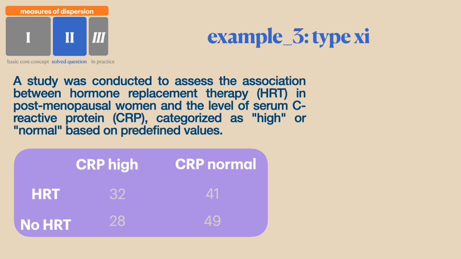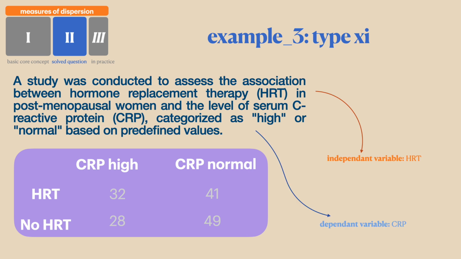Final question, we have a study that was conducted to assess the association between hormone replacement therapy in postmenopausal women and the level of CRP, which is categorized as either high or normal based on predefined values. Now this is where I want you to take a step back. I know you see numbers, and I know there's an inclination to jump and choose quantitative for the CRP, but in this case, things are not what they seem.